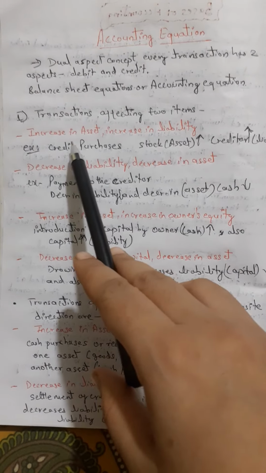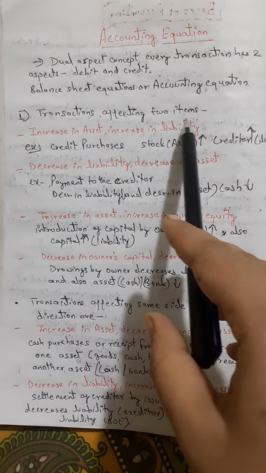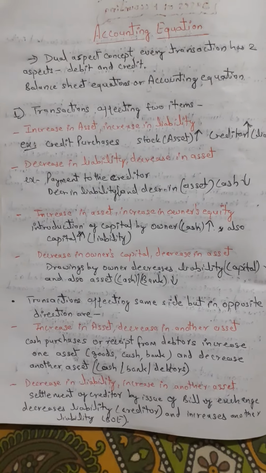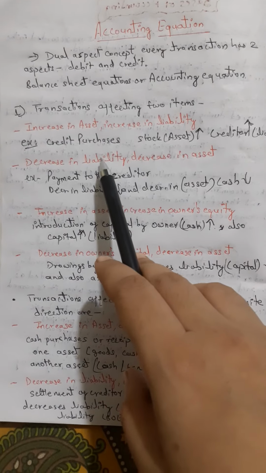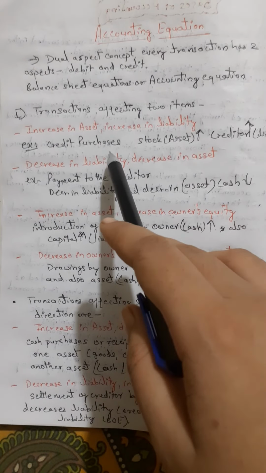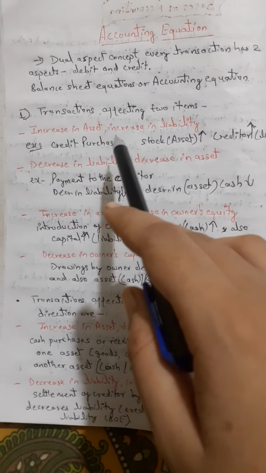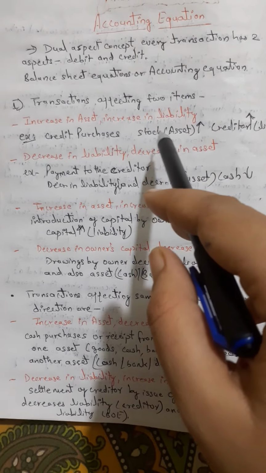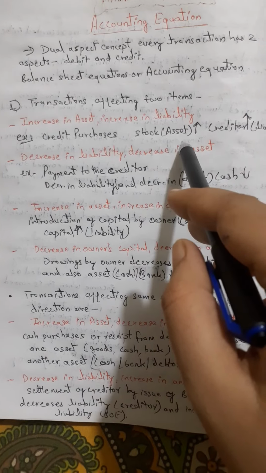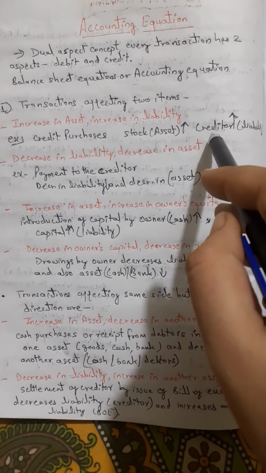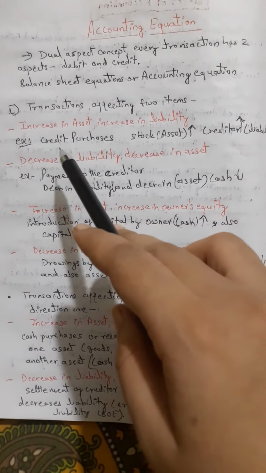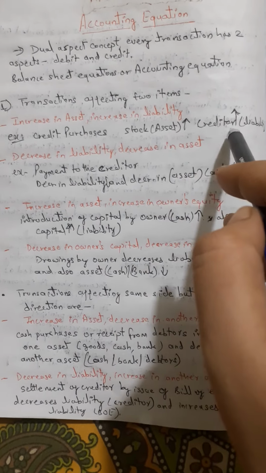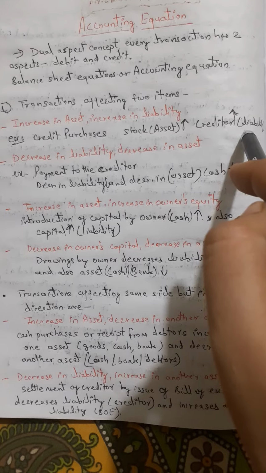So, transactions affecting two items. The first one is increase in assets leads to increase in liability. How does it happen? For example, if you have purchased goods on credit, what will happen? The effect of this transaction is that your asset in the form of stock will increase and liabilities in the form of creditor will increase. So through this transaction, purchase on credit, both the sides increase. Your asset also increases and your liability also increases.